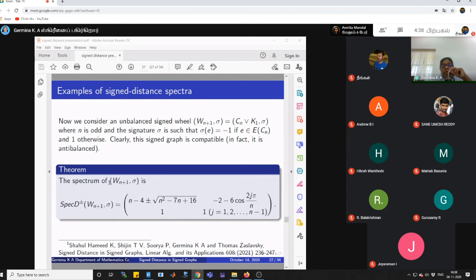So it was interesting for us to find out what will be the spectrum of this. The spectrum of W_{n+1} sigma is computed as the spectrum of D plus or minus of W_{n+1} sigma: n minus 1 plus or minus square root of n square minus 7n plus 16, which repeats one time, and n minus 1 times minus 2 minus 6 cos 2j pi by n, where j equal to 1, 2, 3, up to n minus 1. Each repeats once.